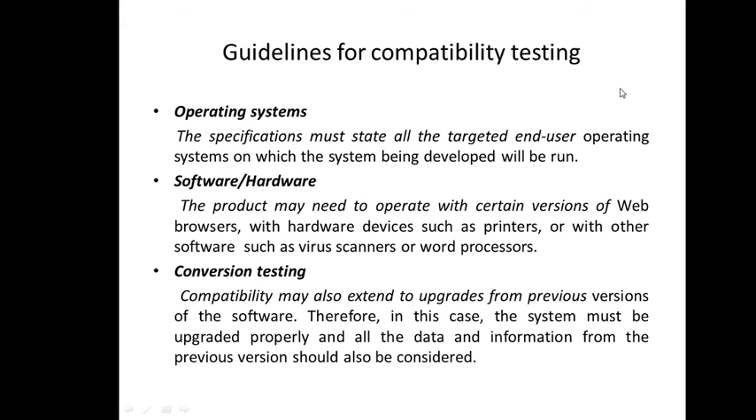Now, there are a few guidelines for compatibility testing. The first one is operating system. The specification must state all the targeted end user OS on which the system being developed will run. You must have seen that whenever we develop software, we specify the hardware and the software on which the system is going to work, the minimum configuration, right? So, on which operating systems the target system is going to work should be listed down, right?